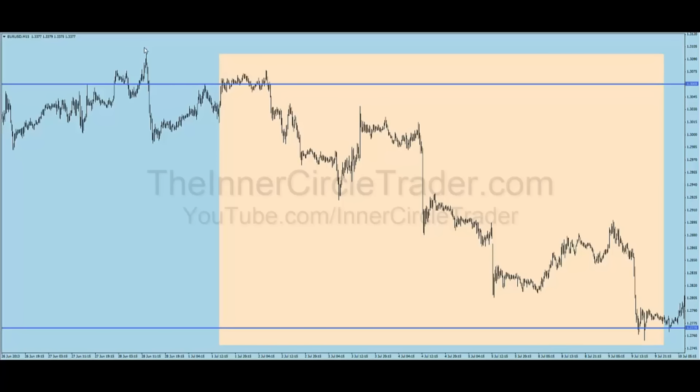Now, the first decline here trades right back up into this level.